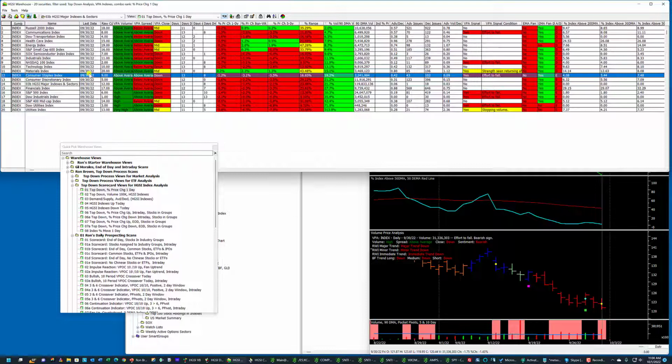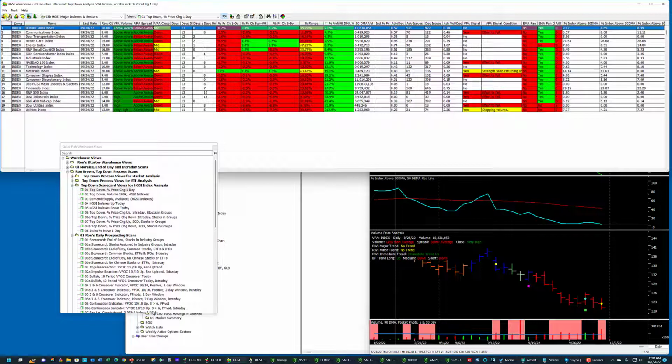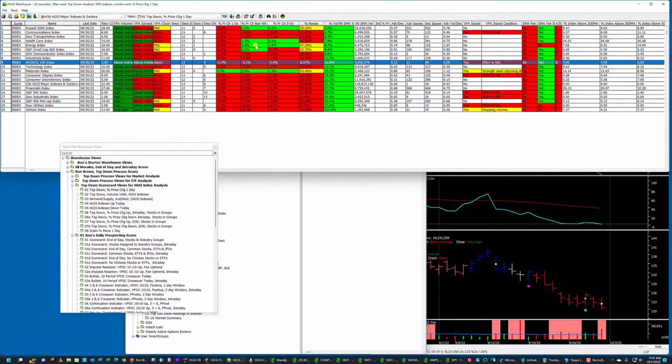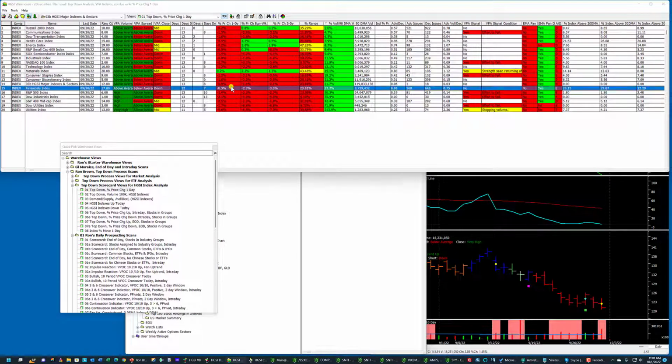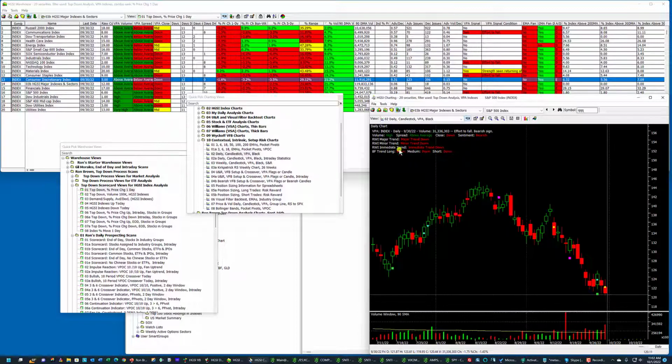So maybe we're at that level where fear is setting in. The heavier volume would tell us that. All indexes, all charts are going in the wrong direction. They're going down. I paused for a second to switch to this.